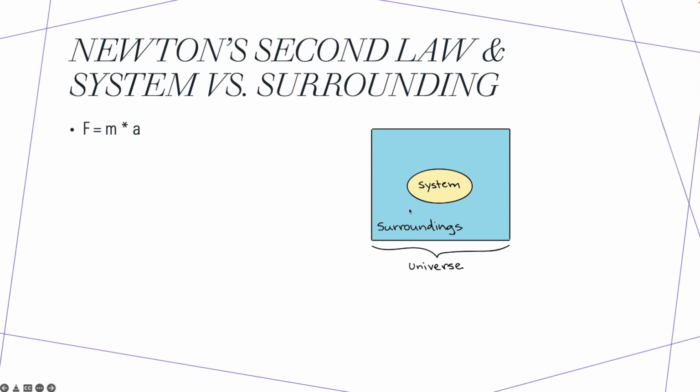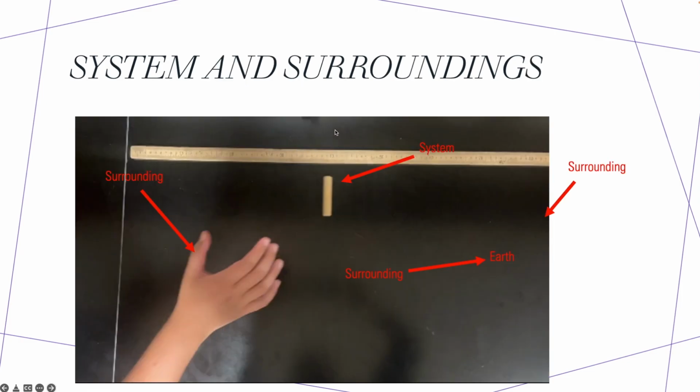Systems and surroundings. System is our object that we're analyzing, or group of objects that we're analyzing, and surroundings are all the forces and things that are adding to our system. For this experiment, our system was this wooden roller. Our surroundings include our hand, which gave us our initial impulse, the earth, which gave us our force of gravitation, and our table, which gave us some friction force.